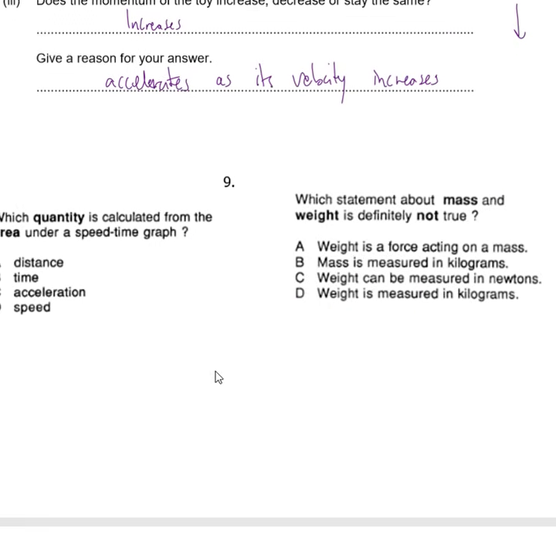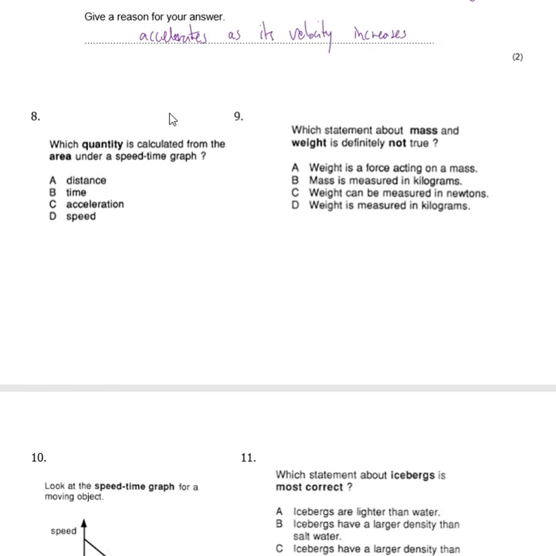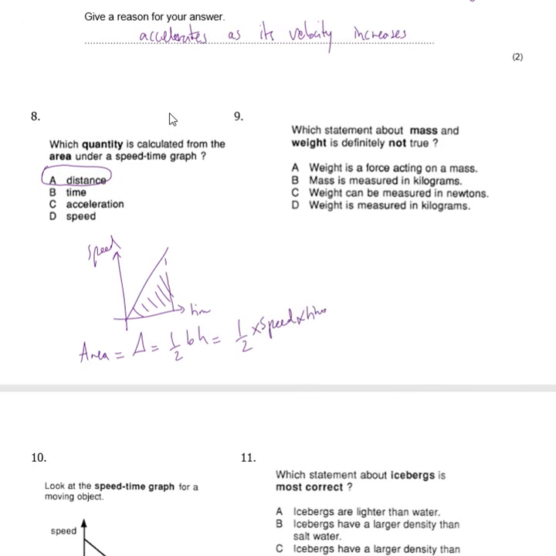Okay, now let's do this one again. So the quantity of a speed graph, let's plot the graph. So graph speed and time. Okay, so we go. Now the area is the distance. Now remember, the area is pretty much the triangle, which is half base height, which is half times the speed times time, which is the distance.